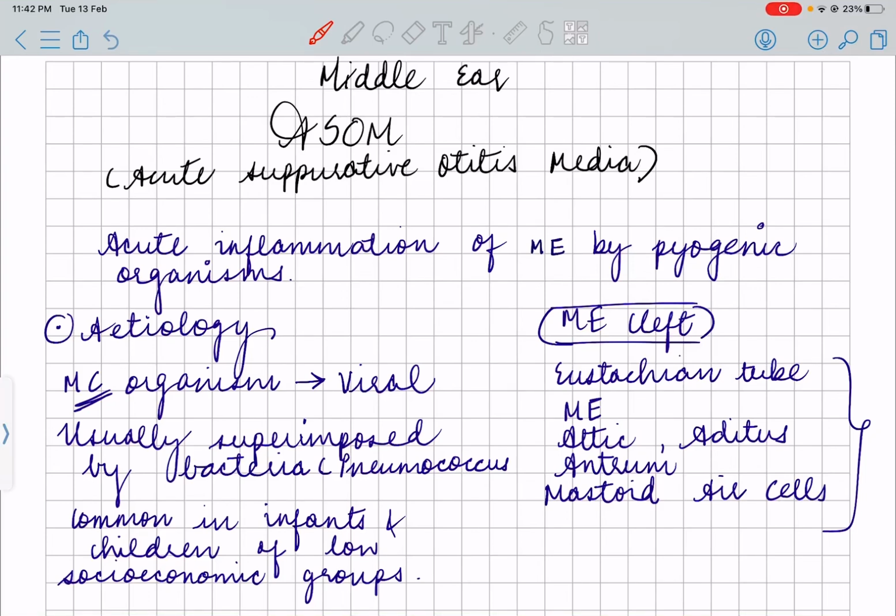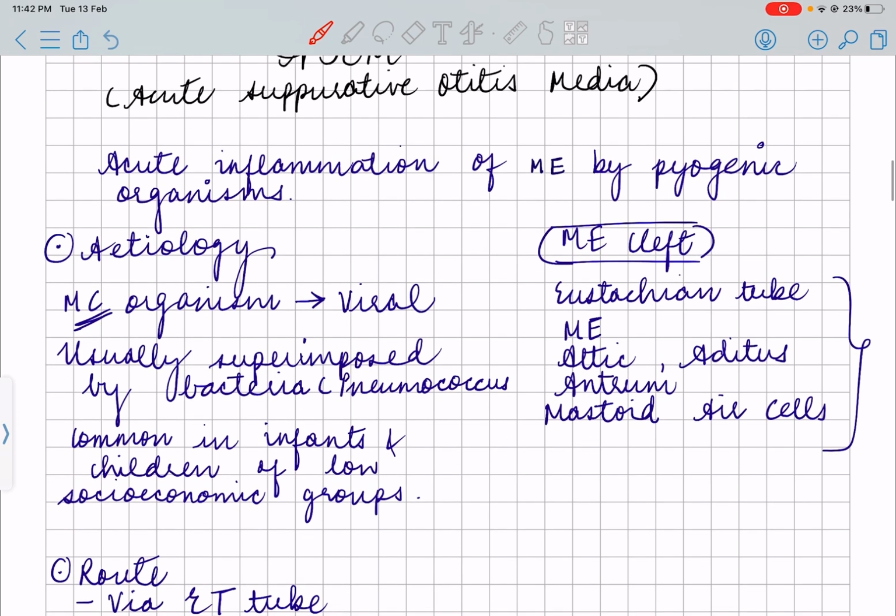Hi friends. So today we are going to discuss a very important middle ear pathology, which is acute suppurative otitis media. It's also popularly known as ASOM. ASOM is basically an acute inflammation of the middle ear by pyogenic organisms, and it usually involves the middle ear cleft. For those who do not know the components of the middle ear cleft, we have listed them below, and it includes the eustachian tube, the middle ear, attic, antrum, aditus, and mastoid air cells.